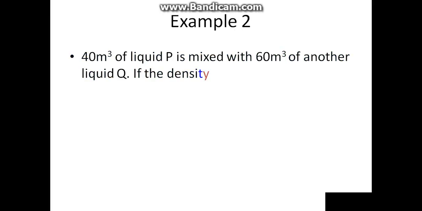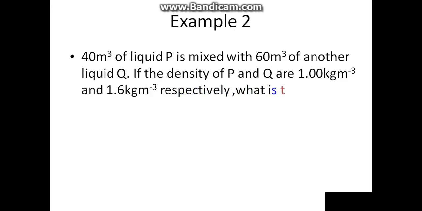Example 2. 40 cubic meter of liquid P is mixed with 60 cubic meter of another liquid Q. If the density of P and Q are 1.00 kg per cubic meter and 1.6 kg per cubic meter respectively, what is the density of the mixture?